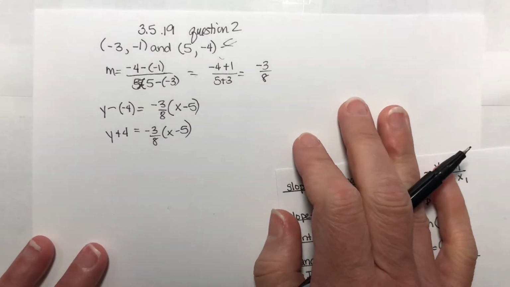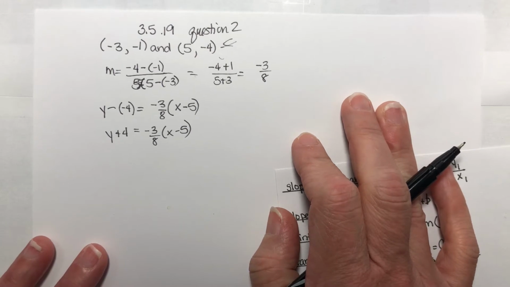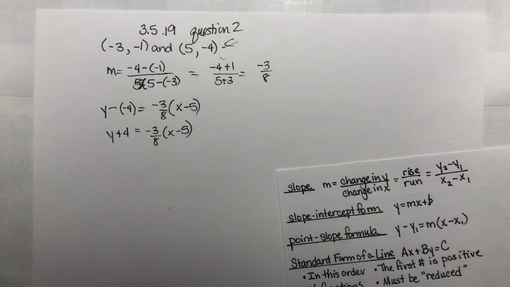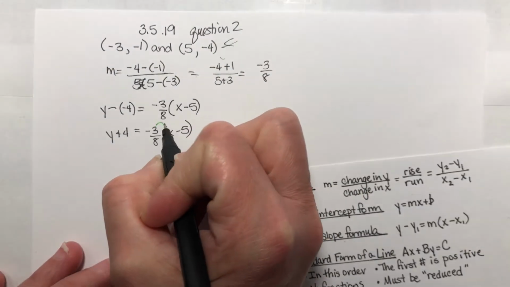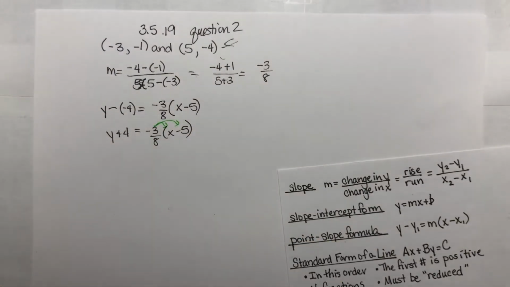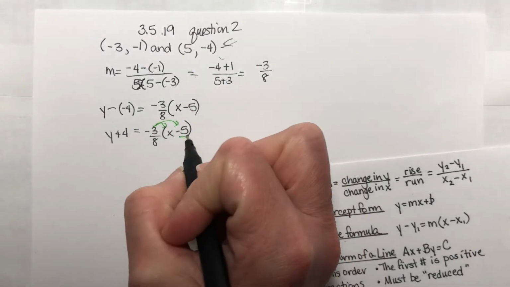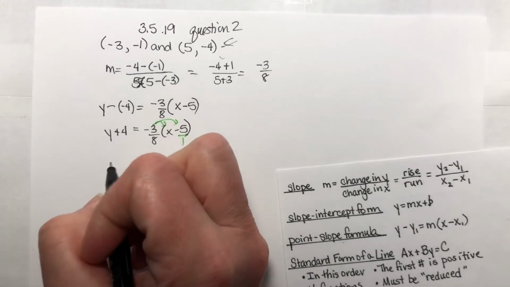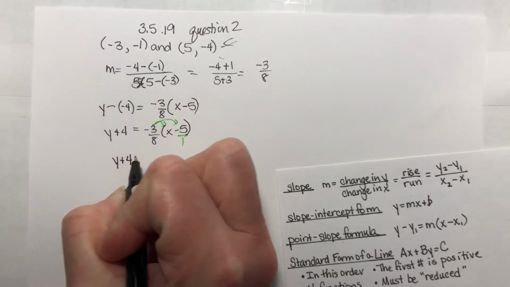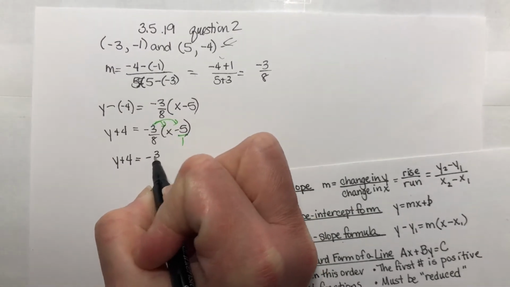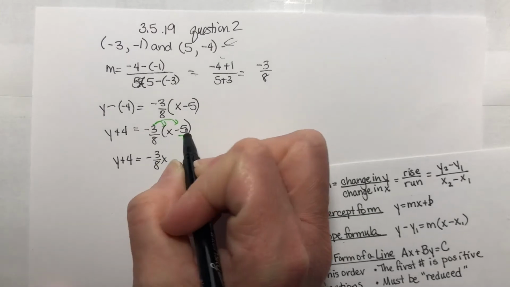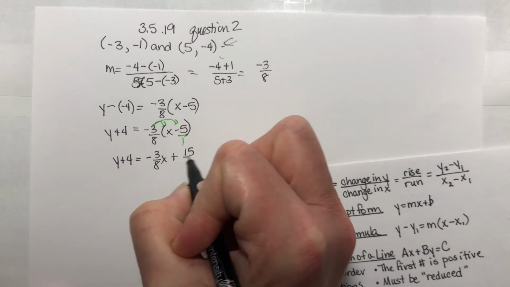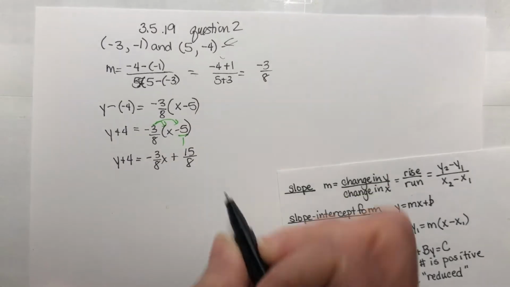Now the first thing we're asked to do is to put it into slope-intercept form. So I'm going to just deal with the fractions for a second and distribute here. That's 5 over 1. So I have y plus 4 is equal to -3/8 x. A negative times a negative is positive. 3 times 5 is 15. 8 times 1 is 8.